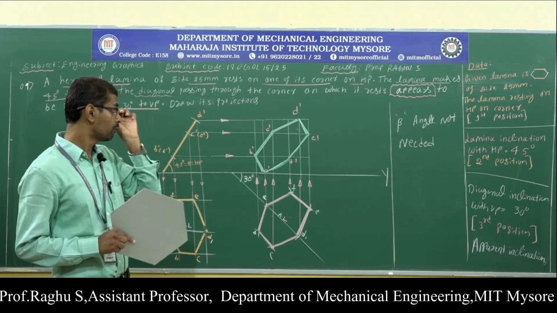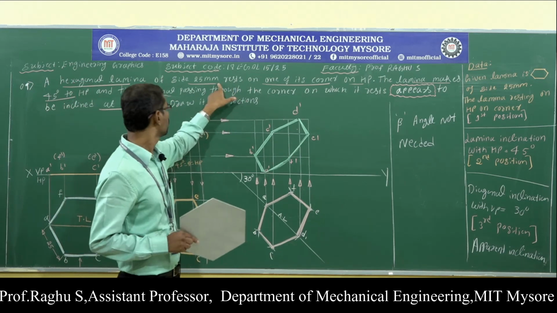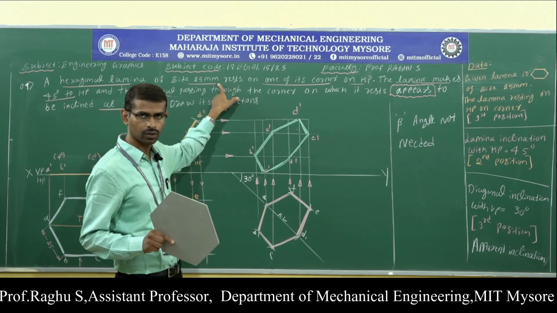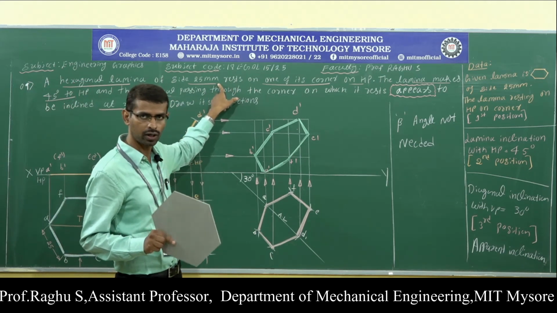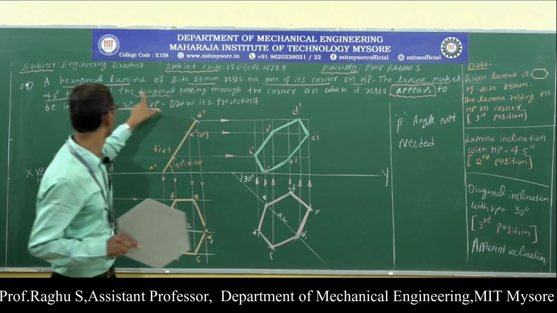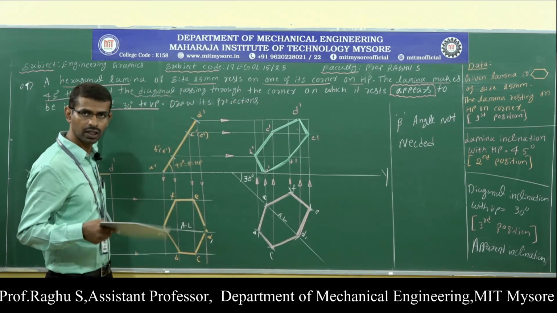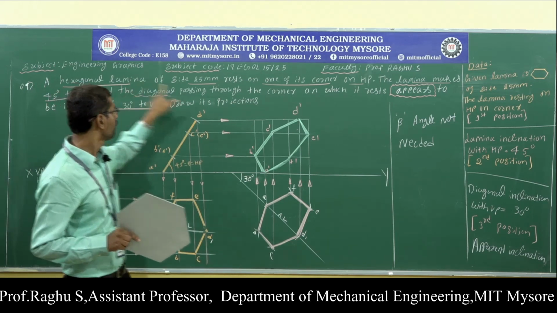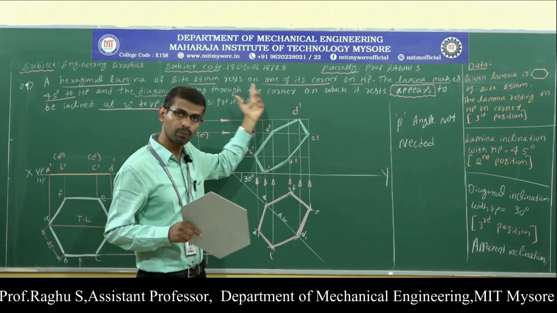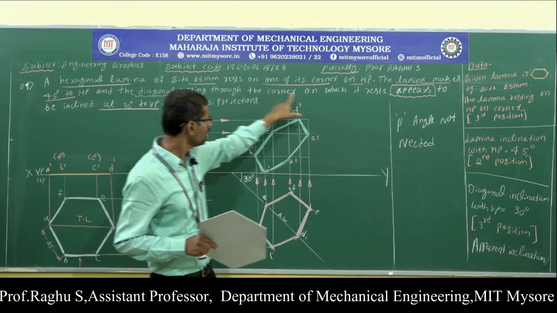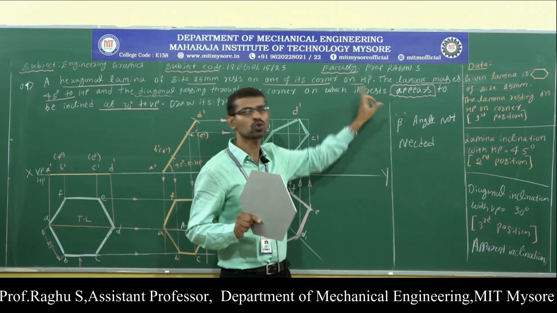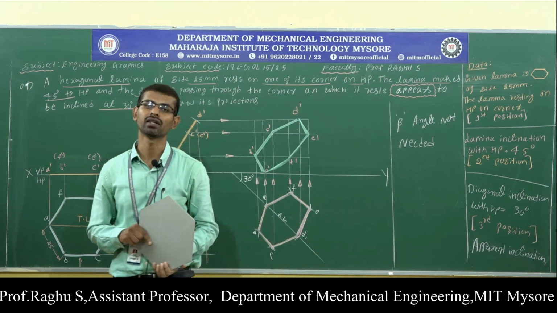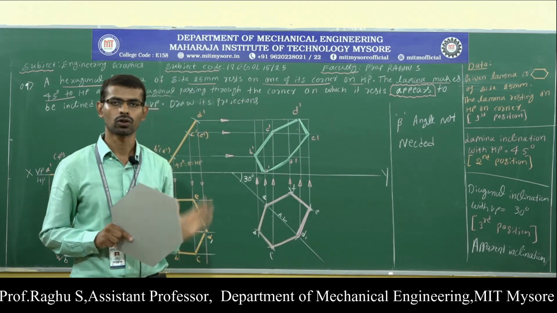The main difference is, here the lamina resting condition is the same: the lamina rests on HP with one of its corners. The lamina inclination is also the same, 45 degree with respect to HP. But the main difference between this problem and the previous problem is that here the diagonal appears to be inclined to VP at 30 degree. That's all.